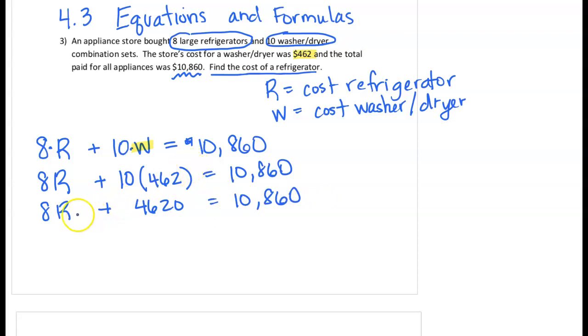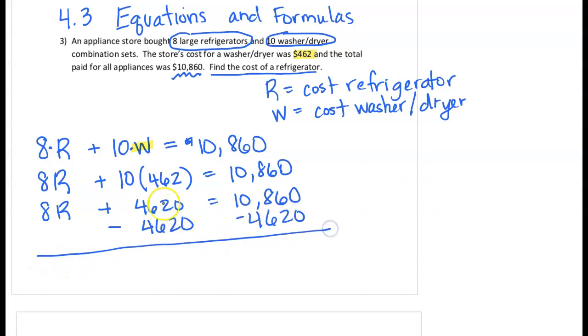Starting to solve, we're going to keep the R variable to last. So we're going to move this plus 4,620 and subtract it once on each side of the equation to keep it balanced. On the left-hand side, that leaves us with 8R. And remember that the 4,620 minus 4,620 becomes 0. On the right-hand side, we get 6,240.